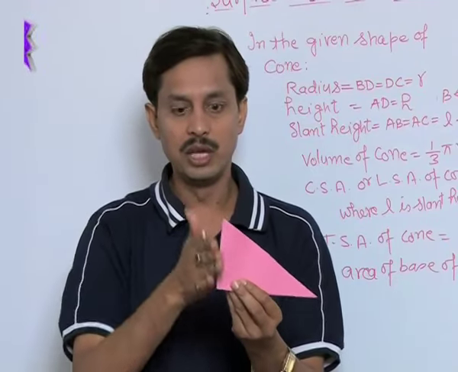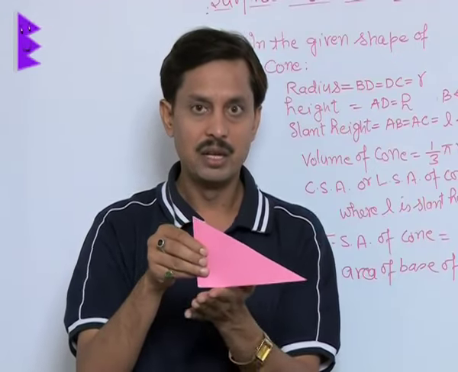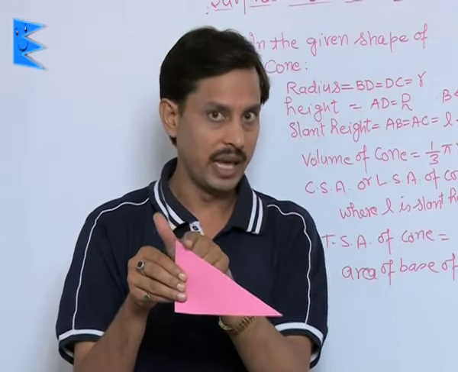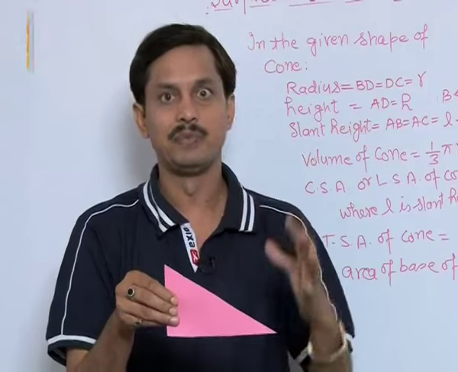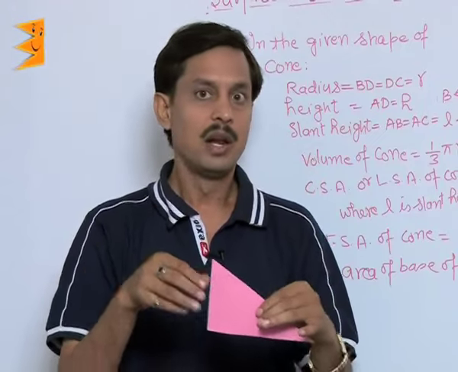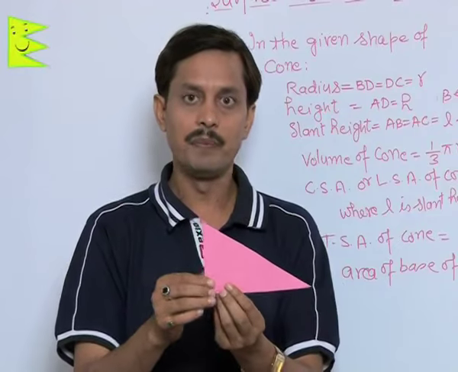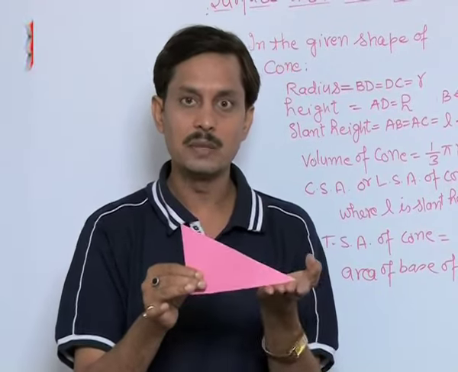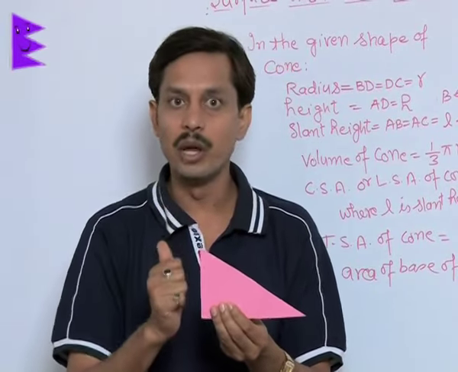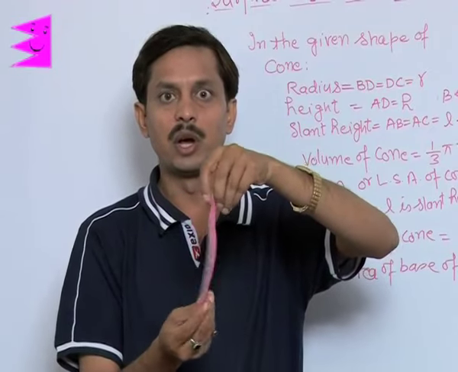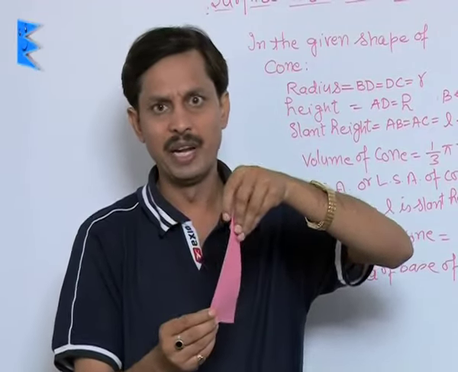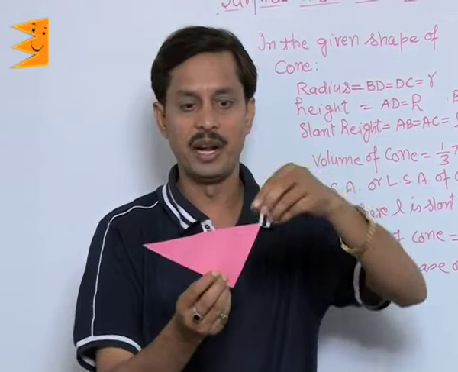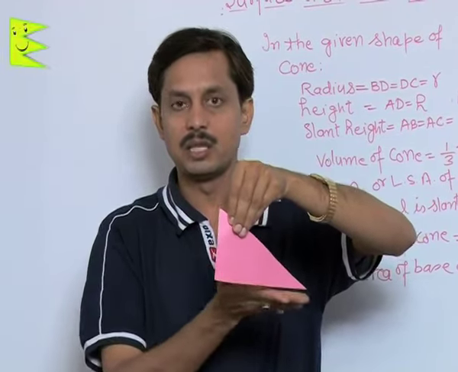But here the base will be the height and the perpendicular will become the radius of the cone, and the length of the hypotenuse will be known as the slant height of the cone. Now you can ask me that we can revolve a right angle triangle about its base or about its perpendicular. If you are rotating about the perpendicular, then the perpendicular becomes the height and the base becomes the radius. And if you are rotating like this, then this part becomes the height and this becomes the radius.